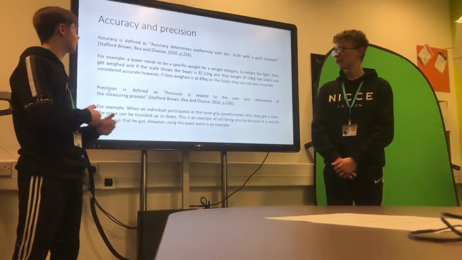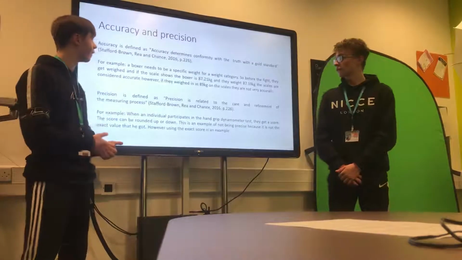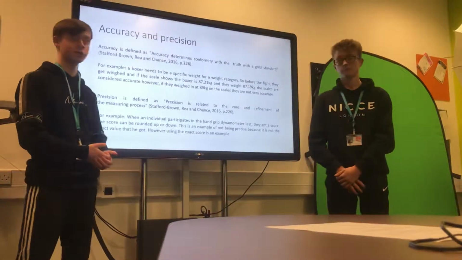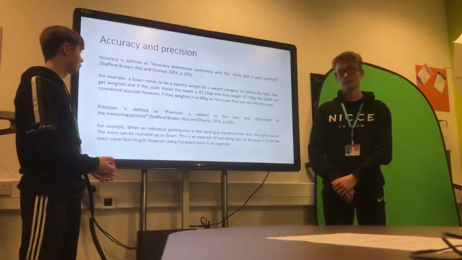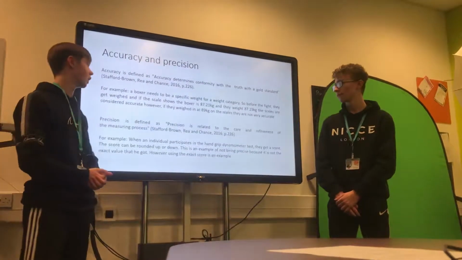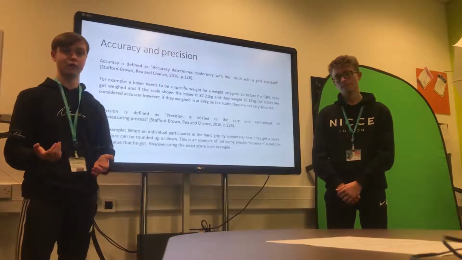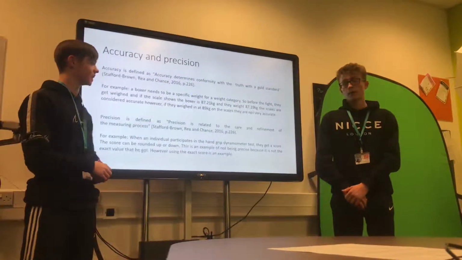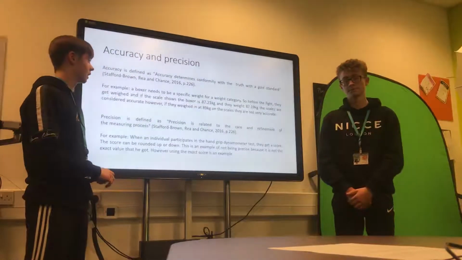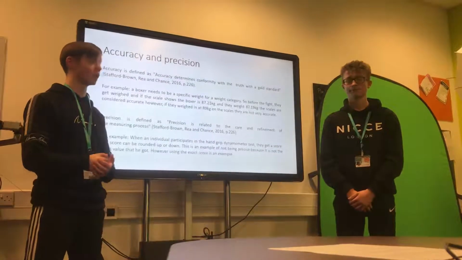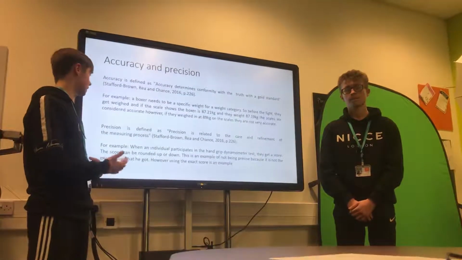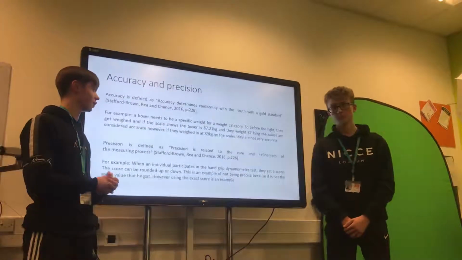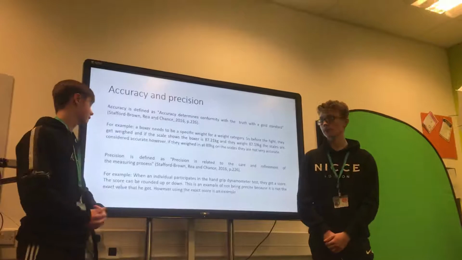Accuracy is defined as accuracy determines conformity within a golden standard. And Stafford, Brown, Rhea and Chance said this in 2016. For example, a boxer needs to weigh a specific weight for a weight category. So before the fight, they weighed in, and on the scale it showed that they were 87.21 kilograms, and they actually weigh 87.19 kilograms, which means the scales are considered accurate. However, if they weighed in at 89 kilograms on the scales, they would not be very accurate.